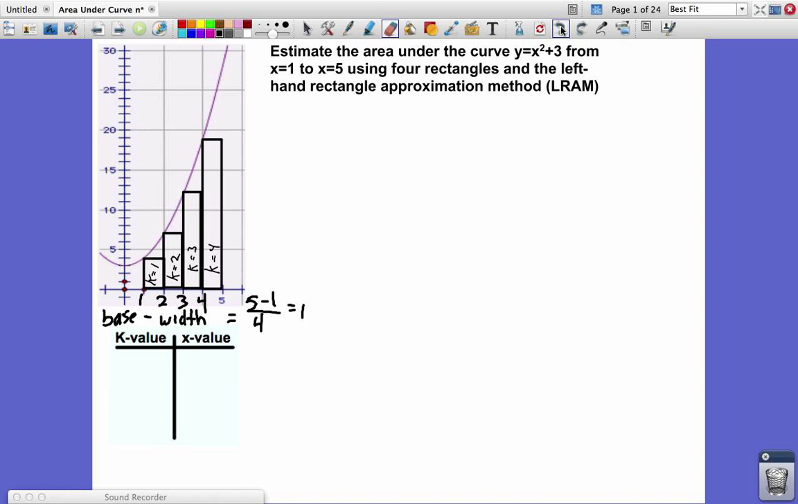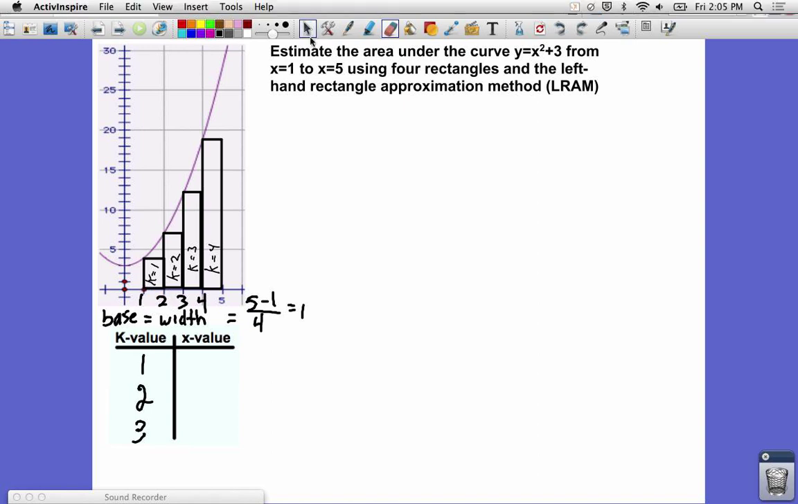We're going to use our width and the starting x value to create a chart. The first thing we do is label k values 1, 2, 3, and so forth. The k values stand for the rectangle number. So for the first k value, k equals 1, we want to look at which x value we are going to use for the height. In rectangle number 1, the left-hand side of the rectangle has an x value of 1.